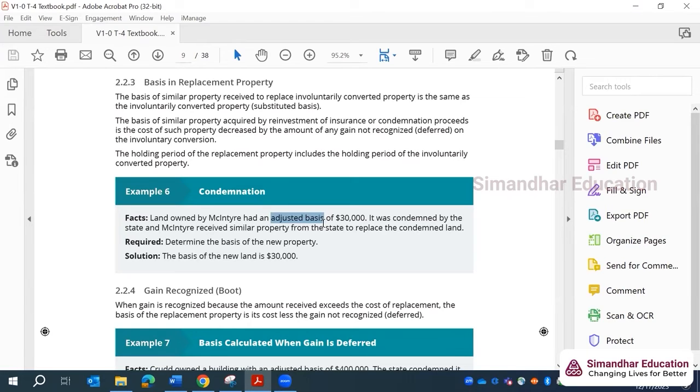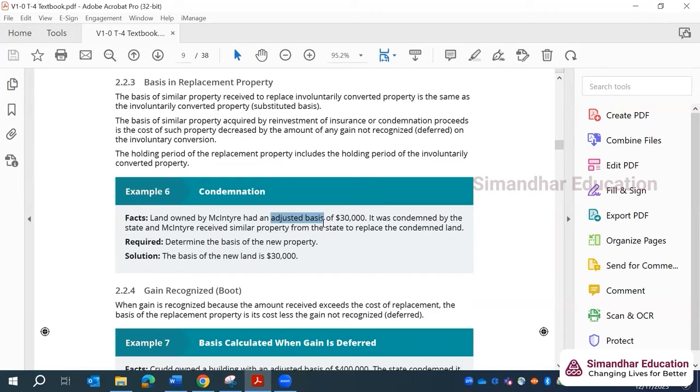Because it's an involuntary transaction, the gain that we have on the property, which is $20,000, we are deferring it. And we are saying that the basis of the new property is $30,000. We know that the fair market value of the property that we are receiving is $50,000, but we are saying the basis that we have in the new property is only $30,000. Now, we are basically reducing the basis of the property from $50,000 to $30,000. So, we are reducing the basis and we are deferring the gains.